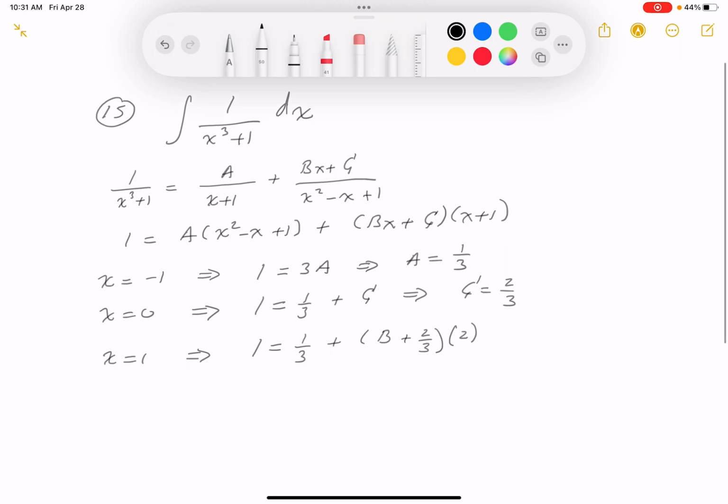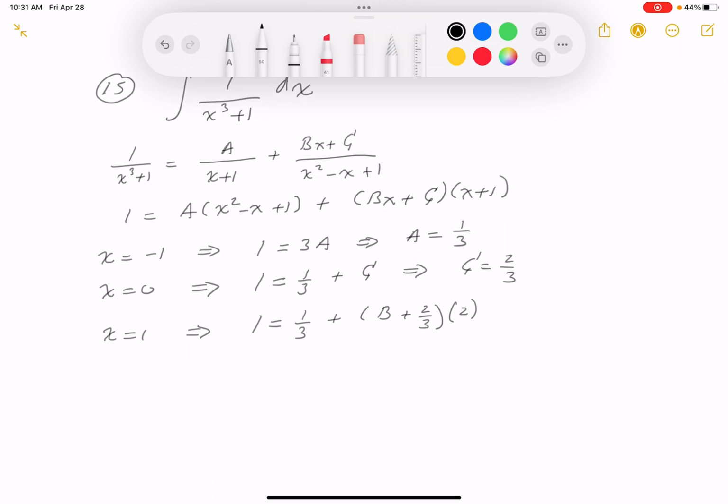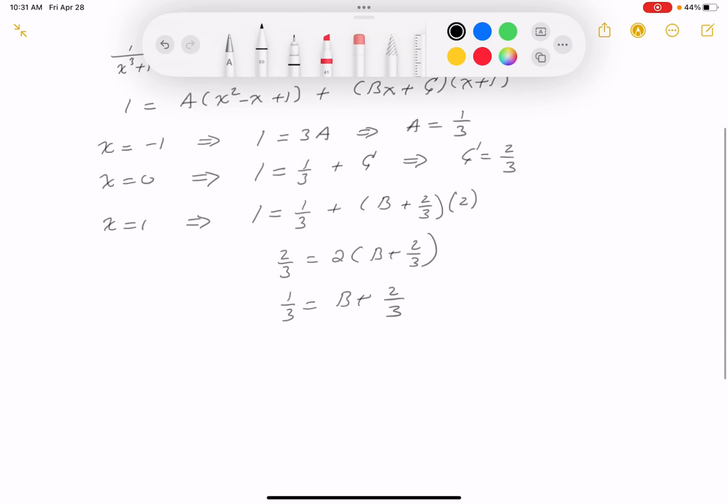All right? Now this is probably the toughest one I have to deal with, but it's not that bad. I'm going to take 1/3 from both sides. I get 2/3 equals 2 times b plus 2/3. I can divide both sides by 2. I get 1/3 equals b plus 2/3. So b equals minus 1/3. Boy, that was a lot of work.